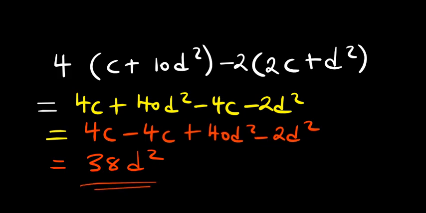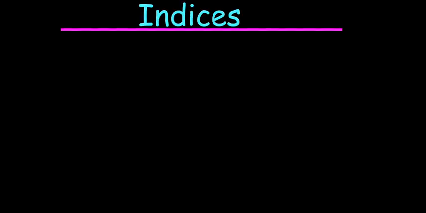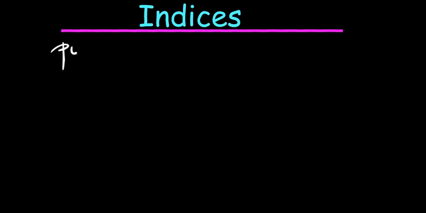So basically, this is the basic premise about simplifying. You're supposed to put the like terms together and solve them as they are supposed to be solved. Then moving on to the next concept, indices. What are indices? These are powers. You can also call them exponents or exponentials in simple terms.